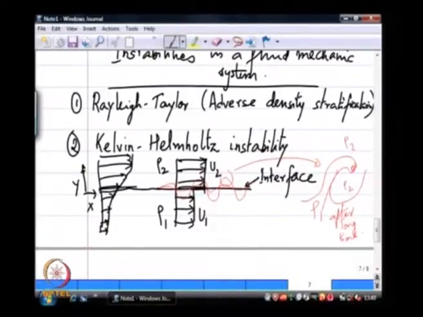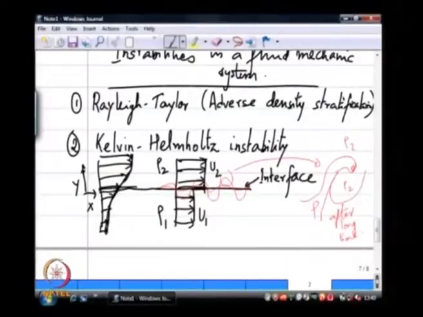Okay. The answer to that is that you will find that because this kind of a velocity profile has an inflection point, that inflection point is sufficient to ensure that this velocity profile will be unstable. Okay. So, where do I actually see something like this?